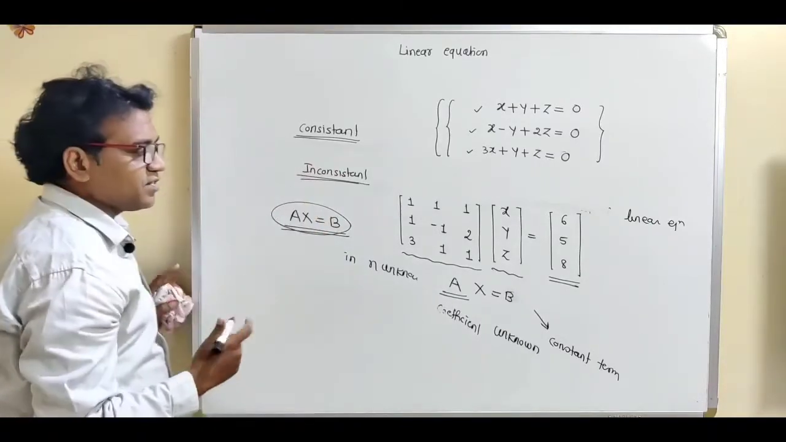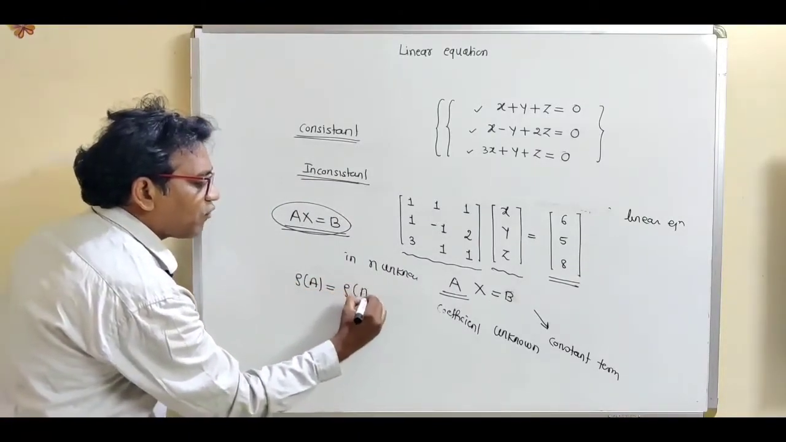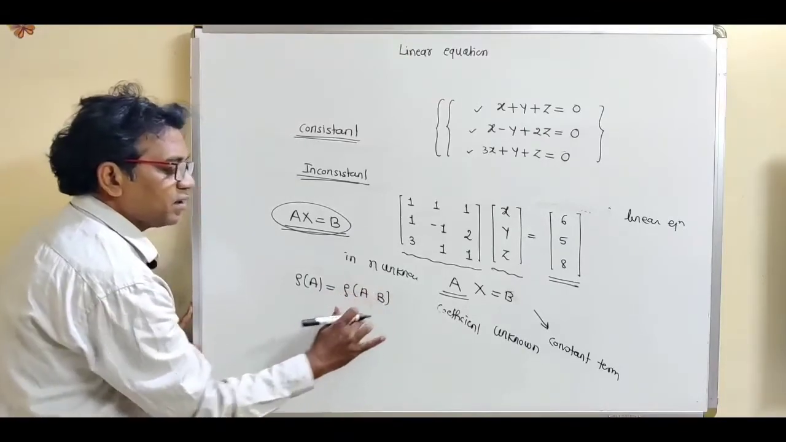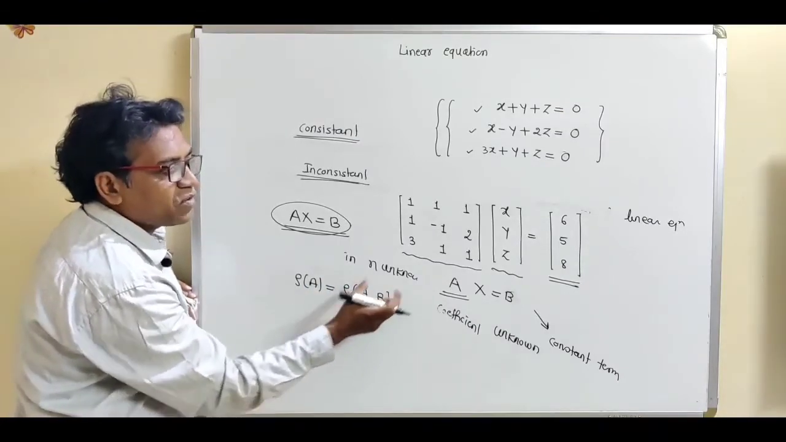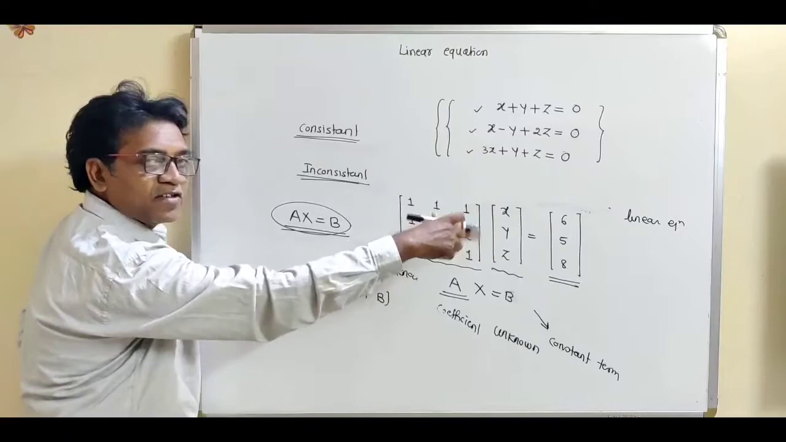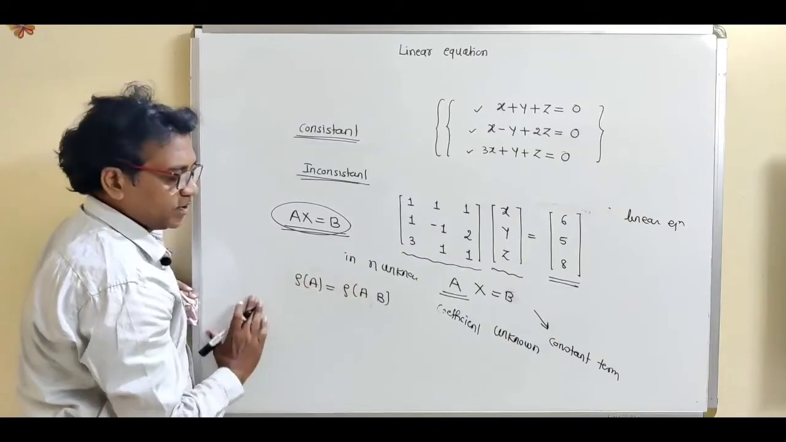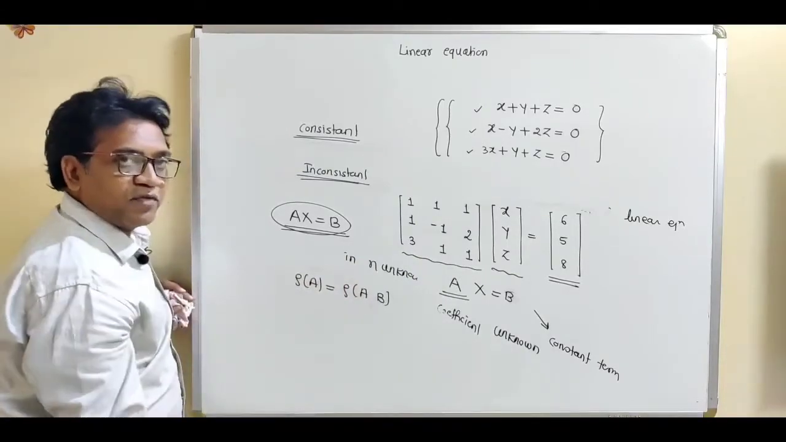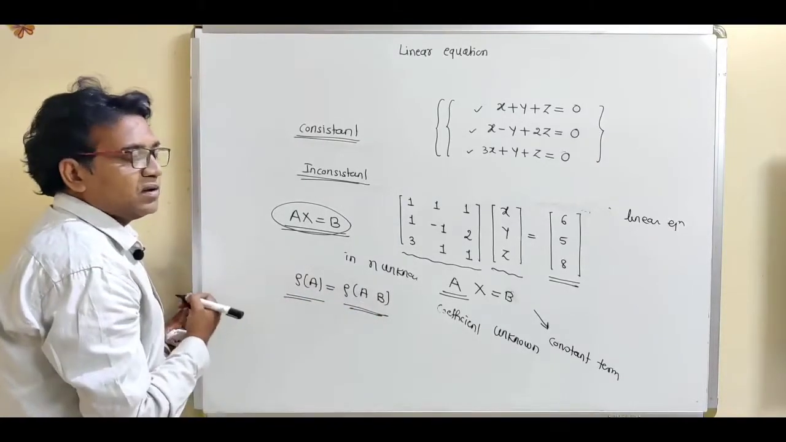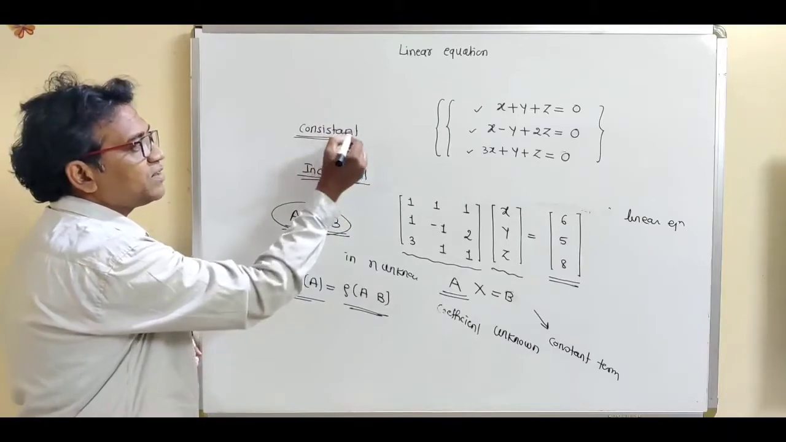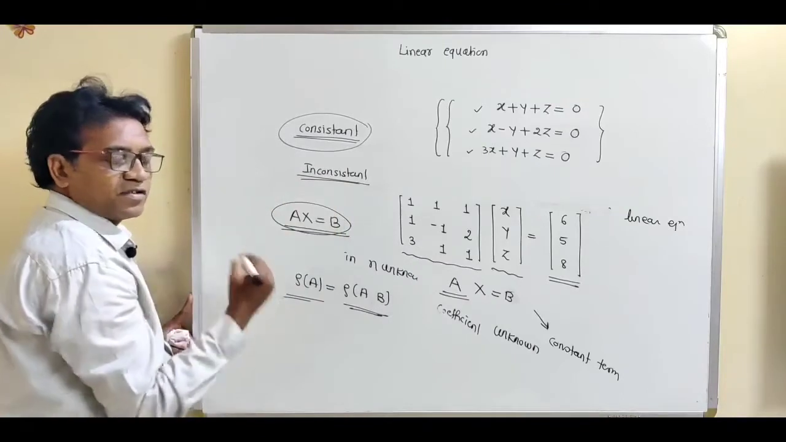the definition of consistency? If the rank of A and the rank of the augmented matrix AB are equal... Matrix AB means it is the combination of matrix A and matrix B. A means the matrix of coefficients and B means the matrix of constant terms. So first of all, remember this definition. If the rank of A and the rank of AB are both equal, then the system of linear equations is said to be consistent. Otherwise, it is said to be inconsistent.